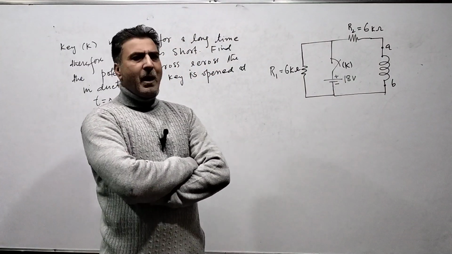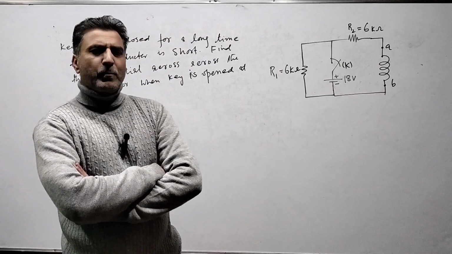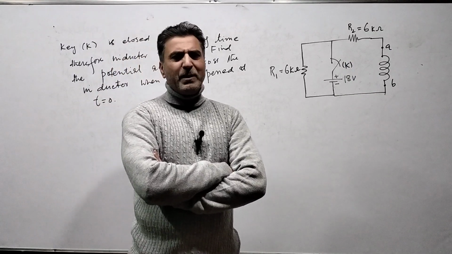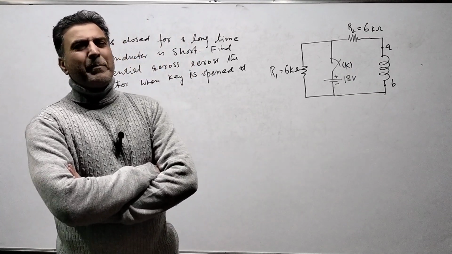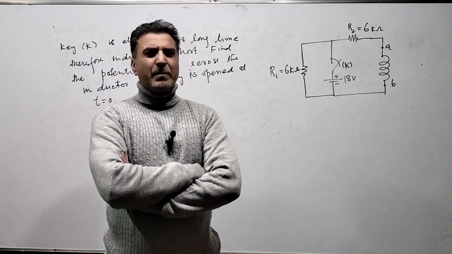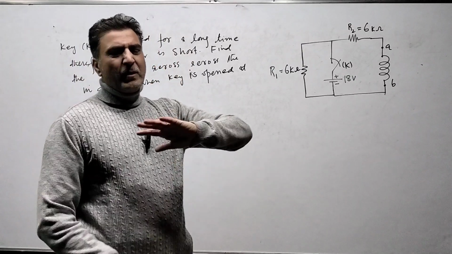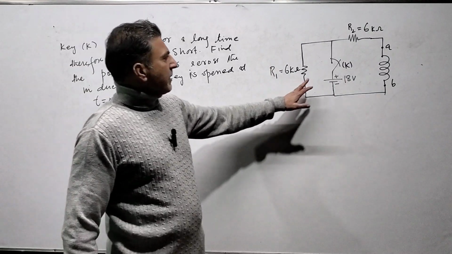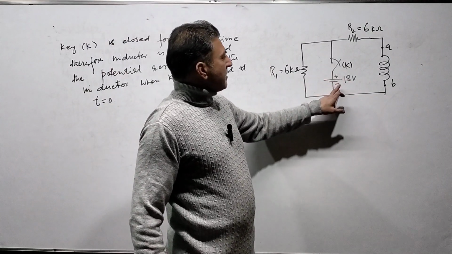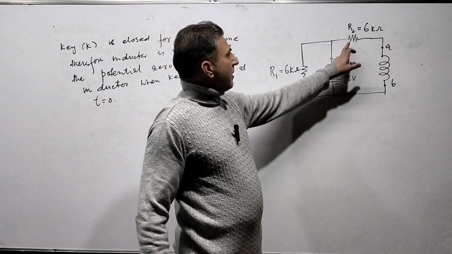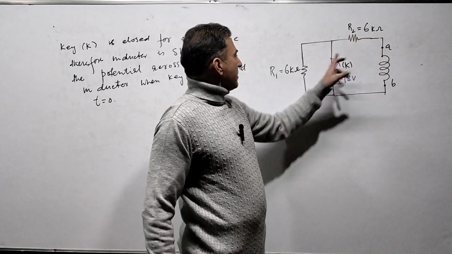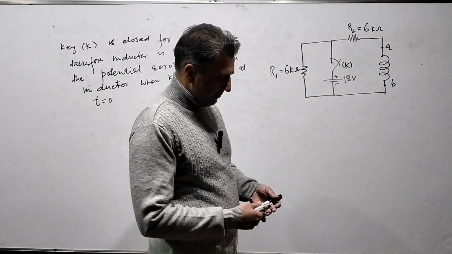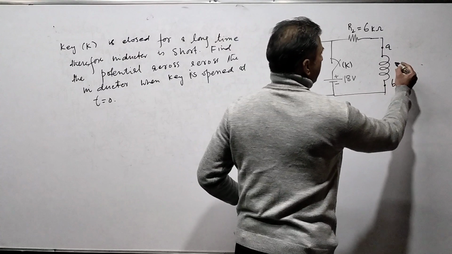Today I am discussing one more challenging problem with you, and this problem is on electrodynamics, where everything is involved. Maybe it is a capacitor, maybe an inductor, maybe a resistor, maybe a voltage source, everything regarding electrodynamics is involved. Here we have a circuit which contains this battery, 18 volts. Resistance R1 is 6 kilo ohms, and another resistance is 6 kilo ohms, and it is an inductor L.